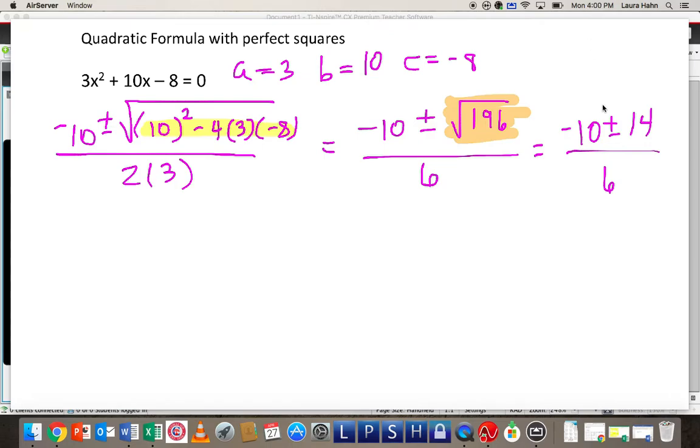All right, so this plus or minus here means the first time, on the numerator, I'm going to add these two numbers before I divide. The second time I'm going to subtract before I divide, okay? So the first time I'm going to take negative 10 plus 14 and divide by 6. The second time I'm going to have negative 10 minus 14 and divide by 6.